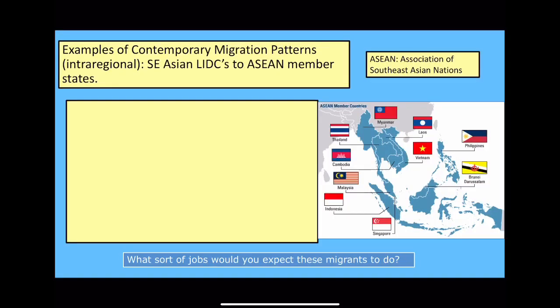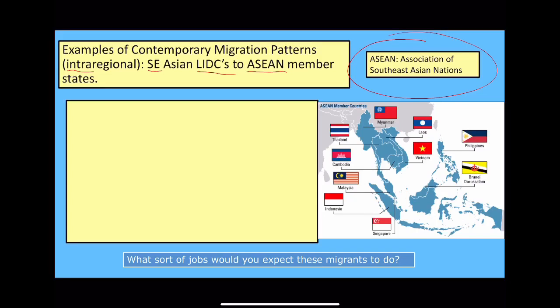Okay, so moving on, this is another example of contemporary migration patterns. This time it's intra-regional, so within a region. So we're looking at people moving from LIDCs, lower income developing countries in Southeast Asia, to and within what's called ASEAN member states. So a lot of these countries are within what's called the ASEAN group, and that's why they can move more freely. So ASEAN, highlighted over here, Association of Southeast Asian Nations.